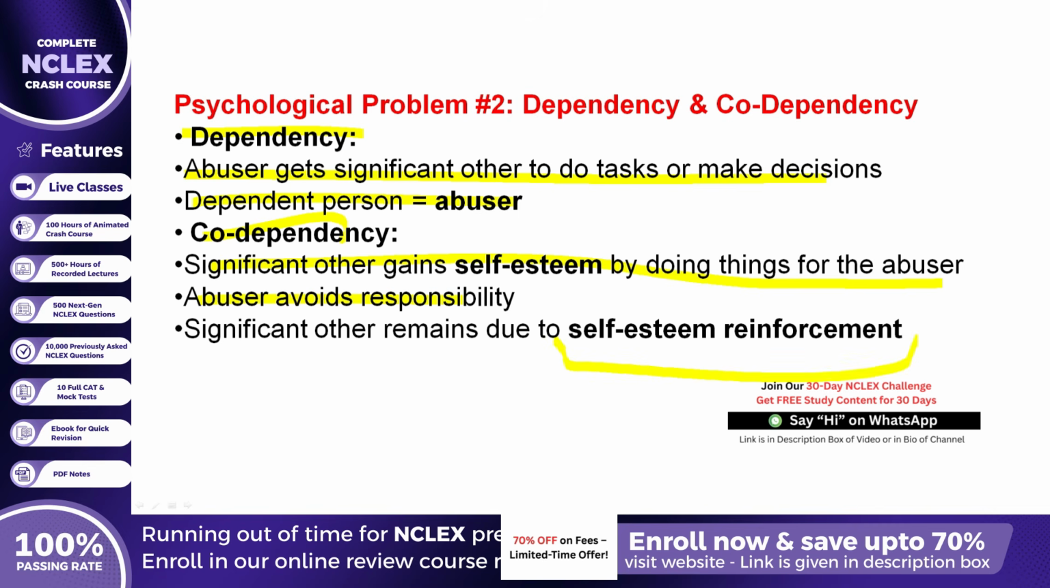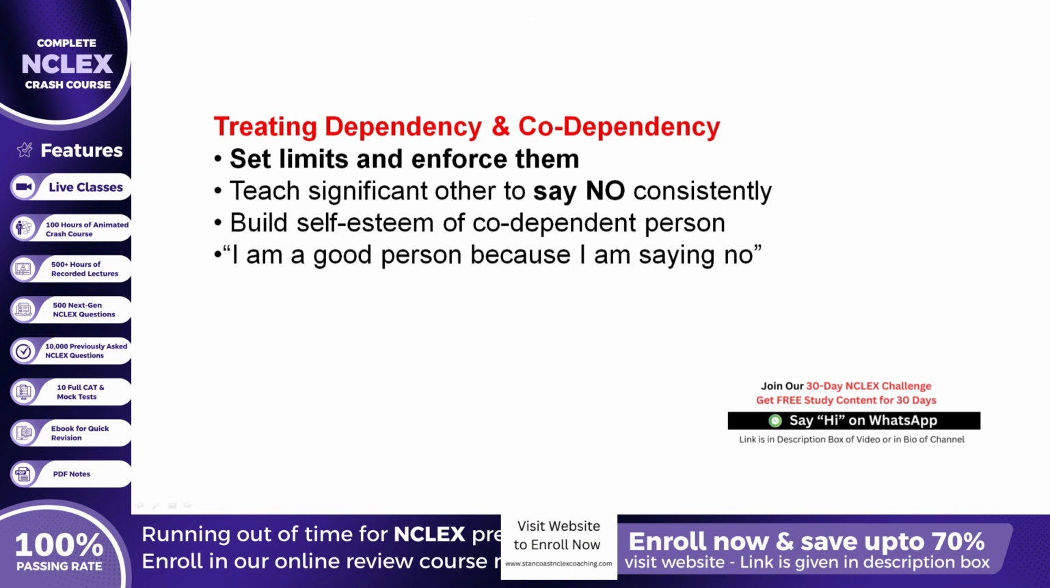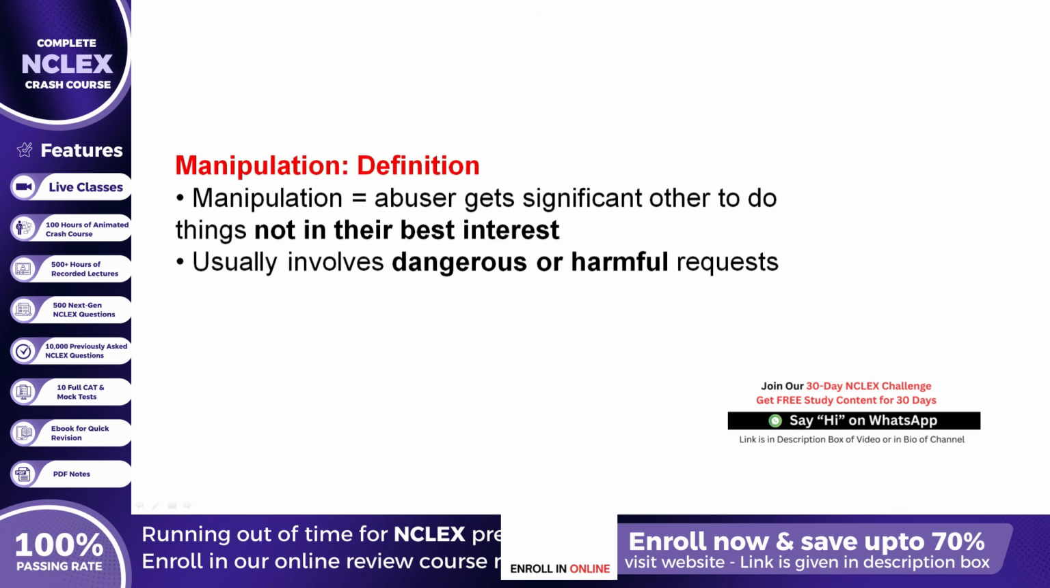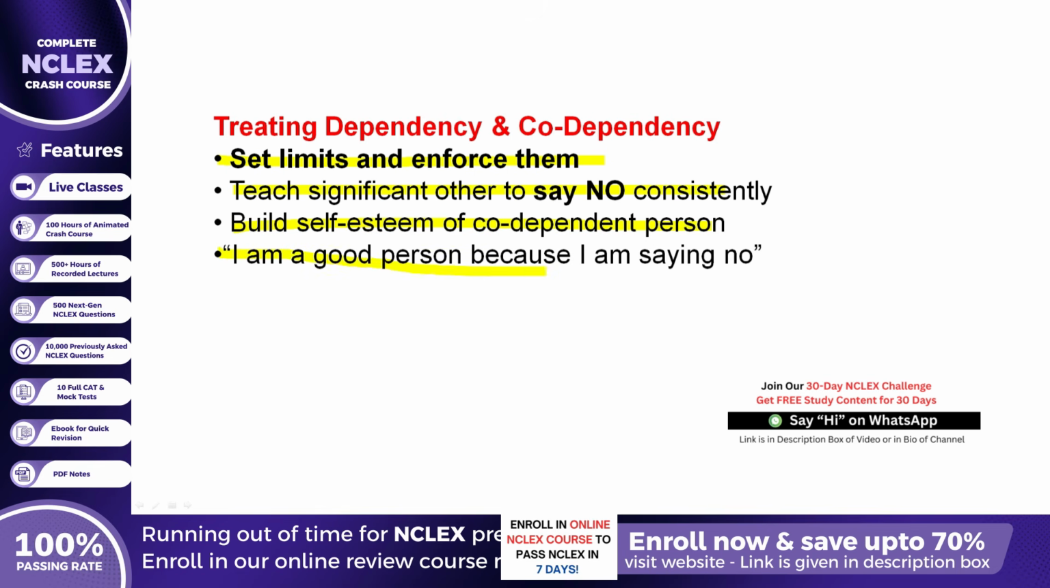As we begin treating dependency and codependency, the first important point is that we must set limits and enforce them. Next, we teach the significant other to say no consistently, emphasizing that their consistency is the key to breaking the unhealthy cycle. Then, we focus on building the self-esteem of the codependent person so they can feel empowered instead of obligated. Finally, we reinforce the powerful mindset shift expressed in the statement, "I am a good person because I am saying no," helping them internalize healthy boundaries.